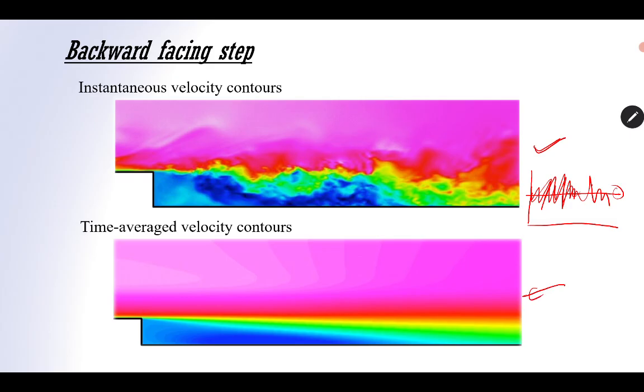So it depends on what you want to study. If you only want to look at the simple one, the pattern or whatever, maybe the time average velocity contour is enough for you. But if you want more accuracy, you need to use this one, which considers all the eddies occurring in the flow. So you need more computational time and everything. So it depends on what you want to study.